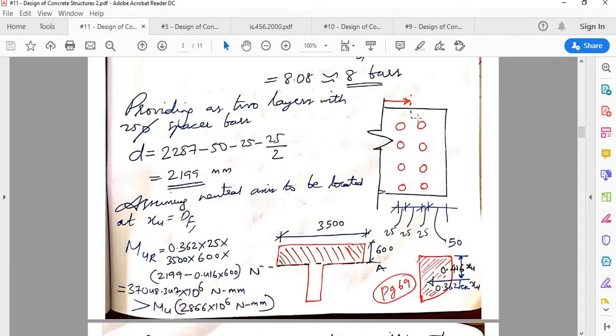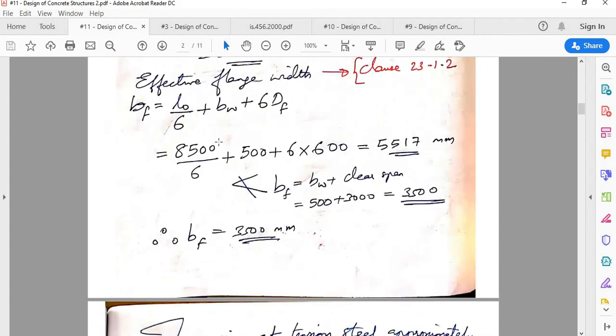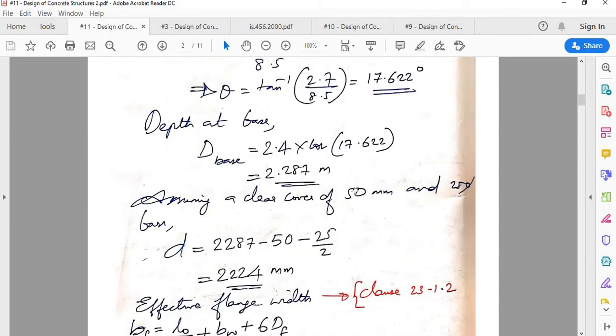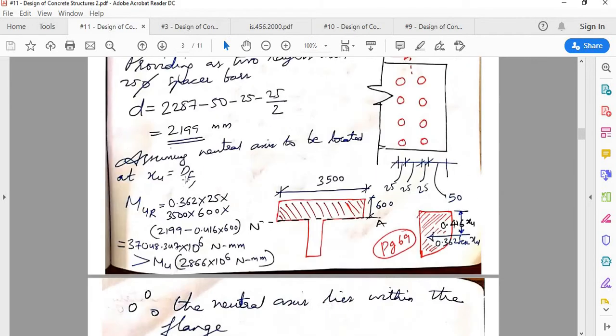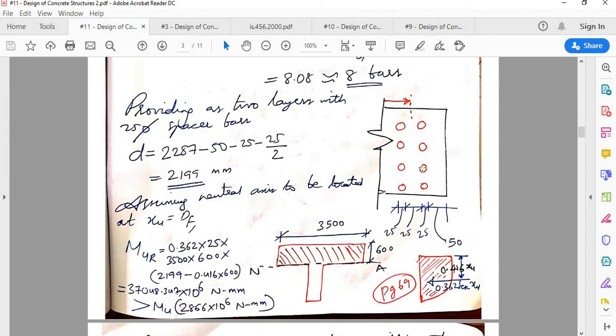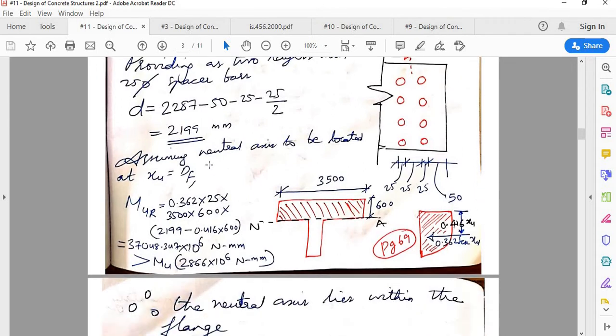So if you assume 2 layers of 25 dia bar with a clear gap of 25 mm, effective depth is 2287, which is the actual depth here, minus 50 clear cover, then 25 dia bar is there, one layer, and the centroid of this bar group is at the center. So 25 is the spacing between the bars, so 25 by 2 is the center, right? So this is the new effective depth.